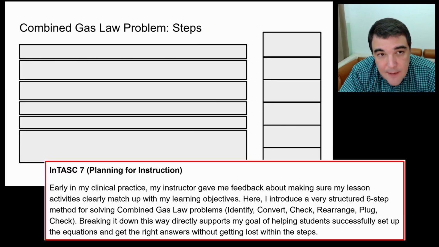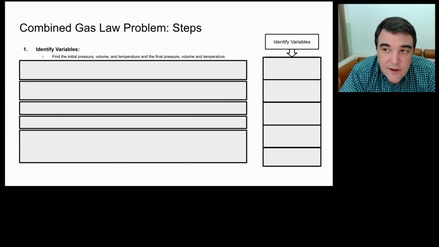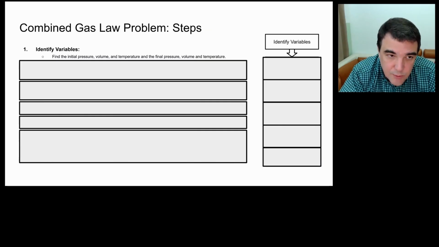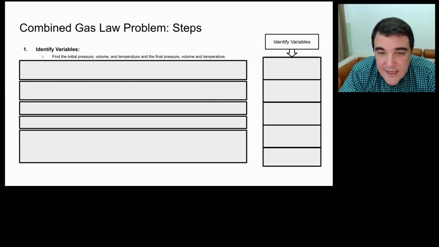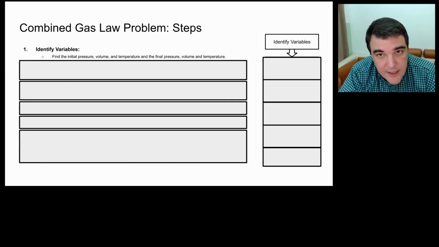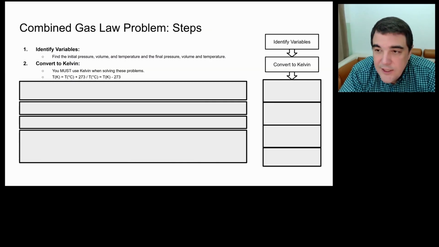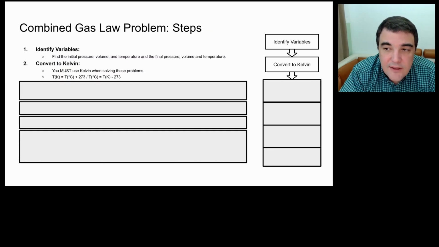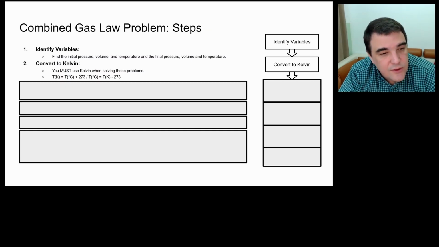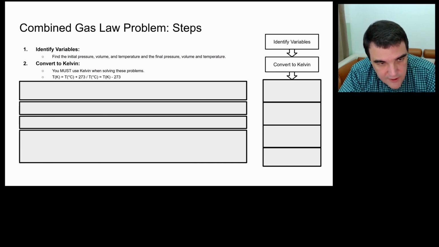We're going to go through the steps here for solving the combined gas law problem. And then you can use these steps to solve problems on your own, which you will have to do on the unit quiz. So one, identify variables. Find the initial pressure, volume, and temperature, and the final pressure, volume, and temperature. Then we need to convert to Kelvin. You can see on the right there. And in order to do that, we've looked at this. You need to use the conversion formula given there.